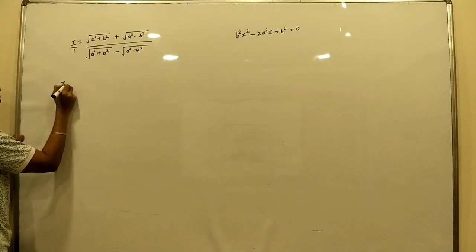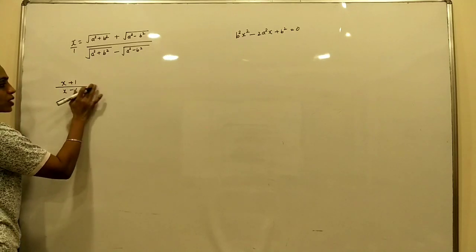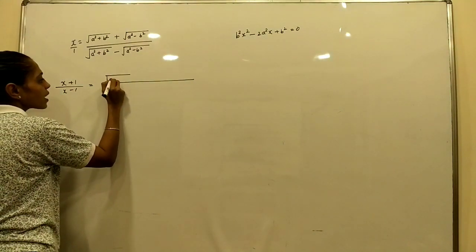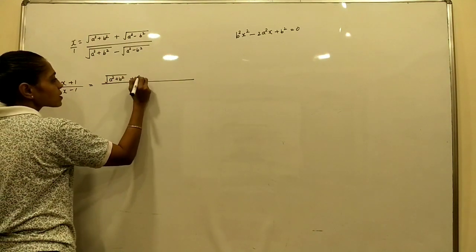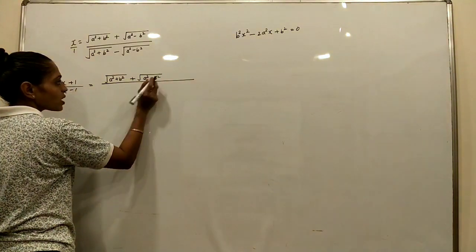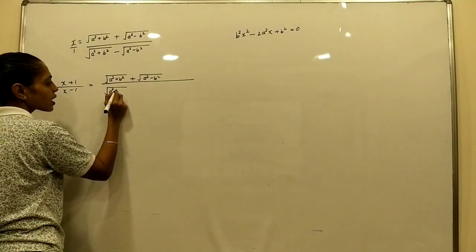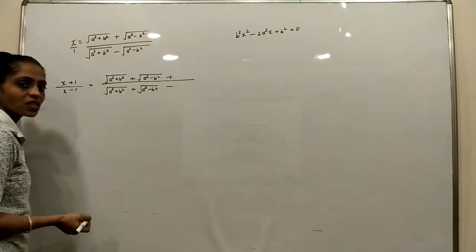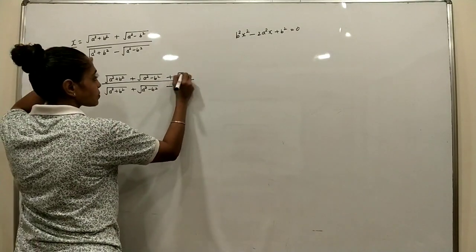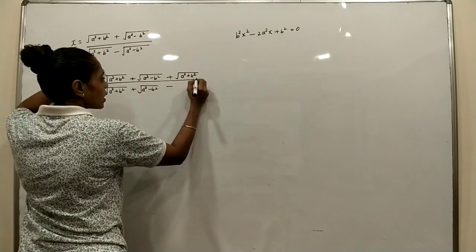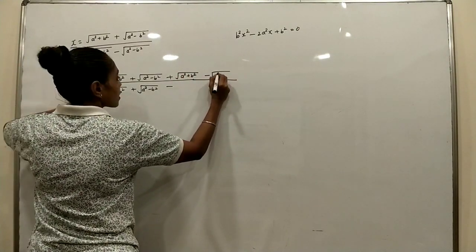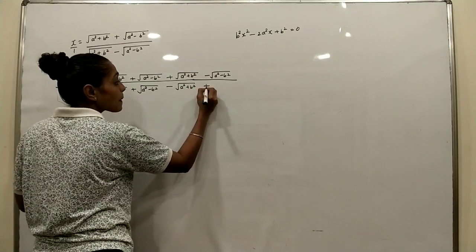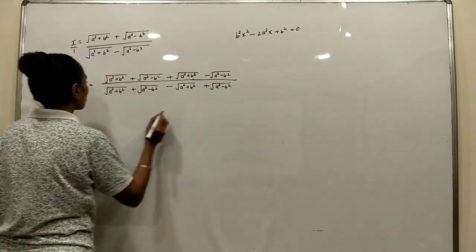Now componendo dividendo. x plus 1 upon x minus 1 equal to numerator plus denominator upon numerator minus denominator: a square plus b square plus a square minus b square, again numerator a square plus b square, a square minus b square, over a square plus b square minus a square minus b square, plus to minus, a square plus b square plus a square minus b square.